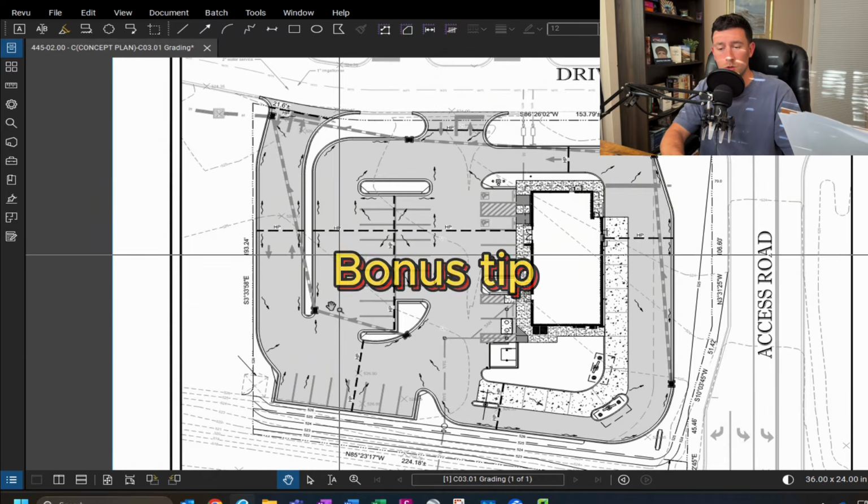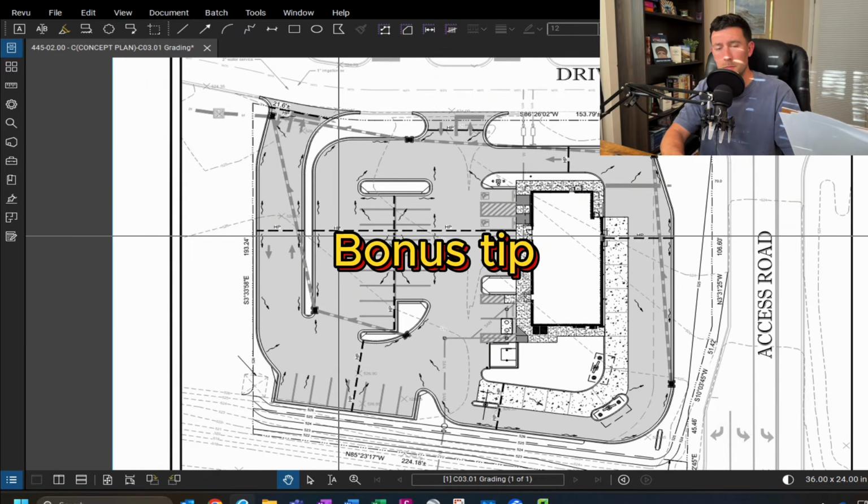Also with commercial sites, you'll always have some pavement areas, so keep in mind the pavement depth. Technically, that's not fill area, that's materials. So that's either concrete, base material, asphalt. That won't count towards your earthwork calculations.